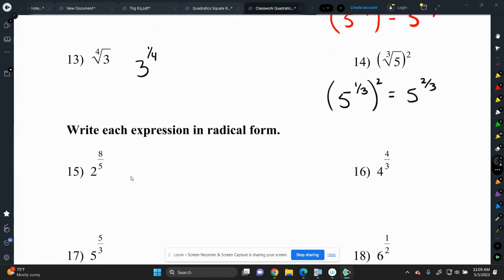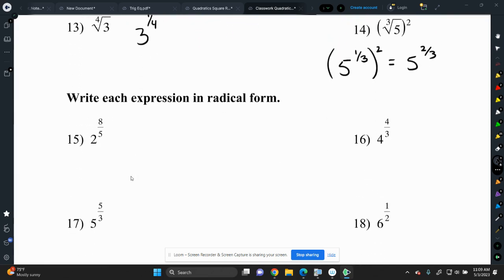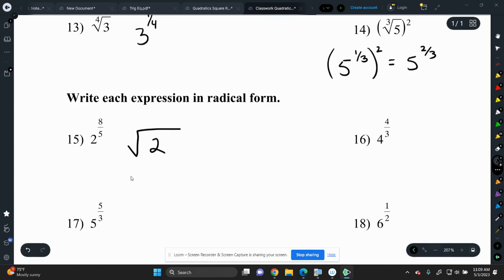Okay, going the other direction, putting it in radical form. Right, so we're going to have the 2 inside here. So the number on the bottom, where does that go? Outside. And the number on the top goes inside. If you wrote it like this, that's also okay.